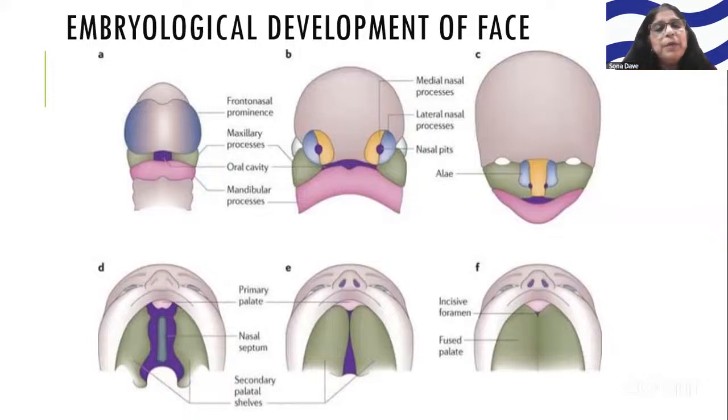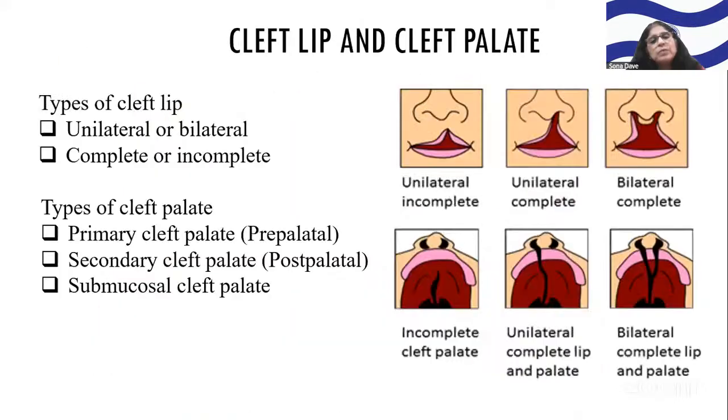Ma'am, cleft lip can be divided as unilateral or bilateral, or it can also be divided as complete or incomplete. In complete cleft lip, the cleft extends into the nostril, ma'am, and in incomplete there is just a defect in the upper lip.